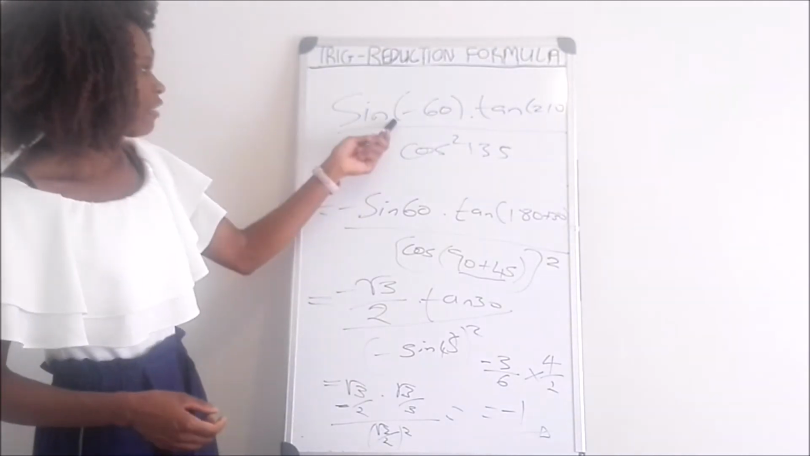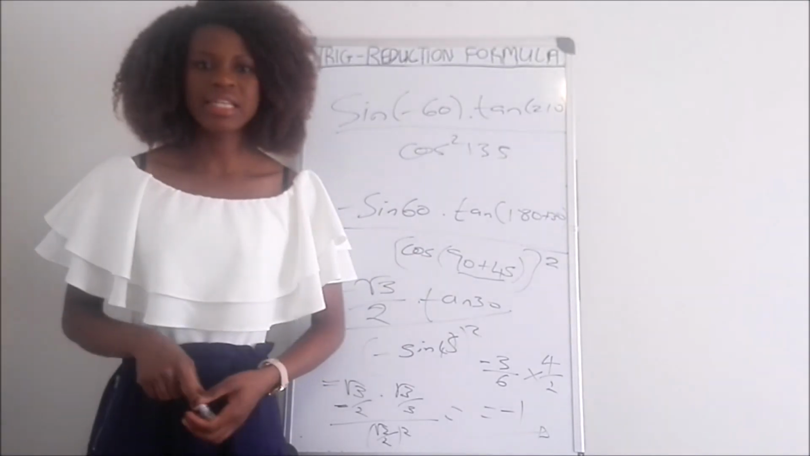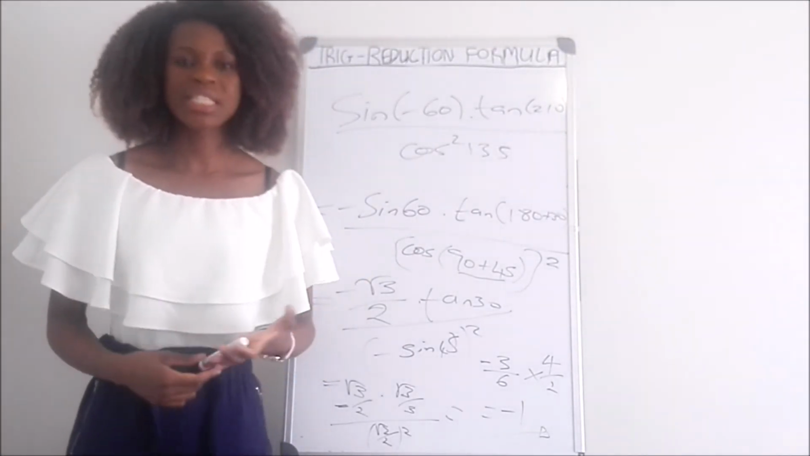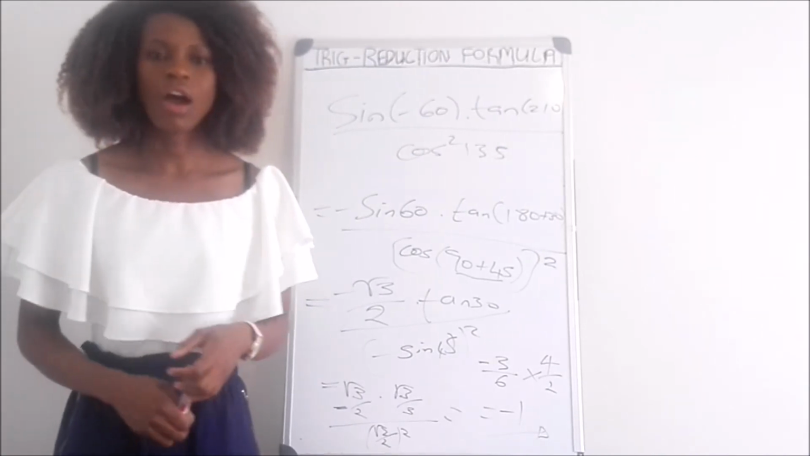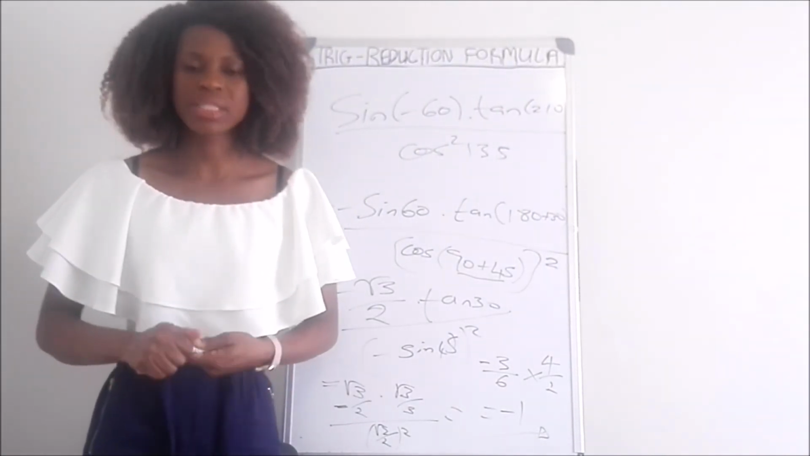Then after that, like for this one, you know that the sine of negative theta is negative sine theta. It only becomes positive when it's the cos of negative theta, of which the answer will still be a positive cos theta.